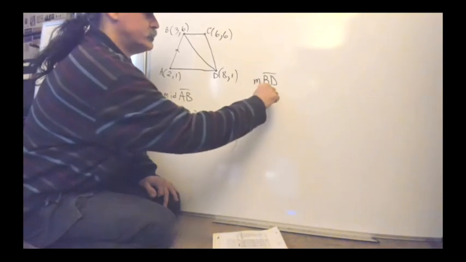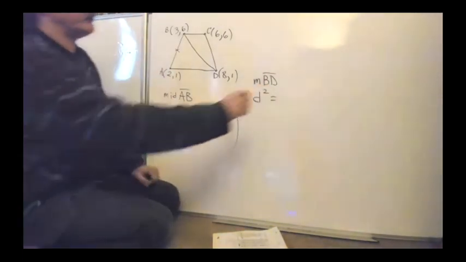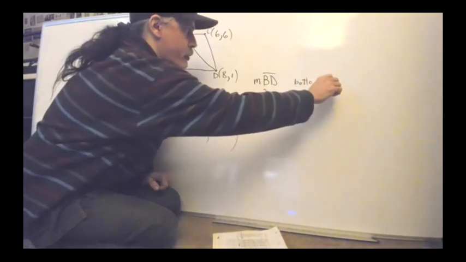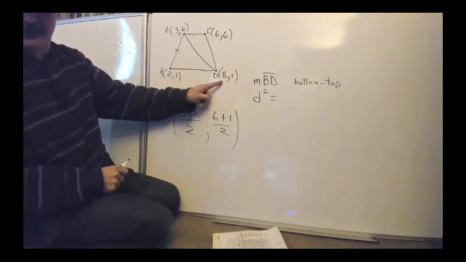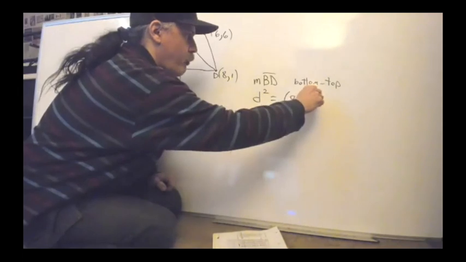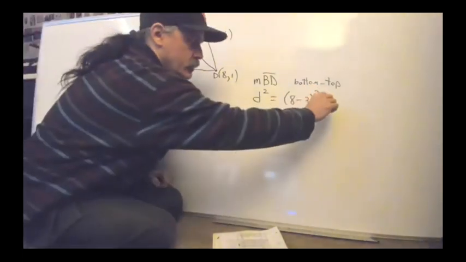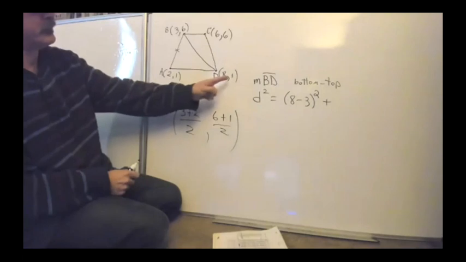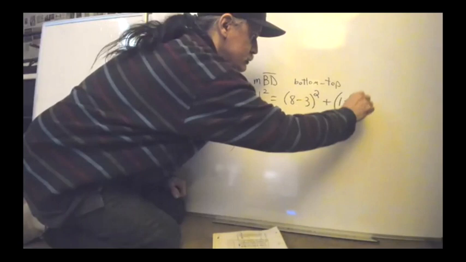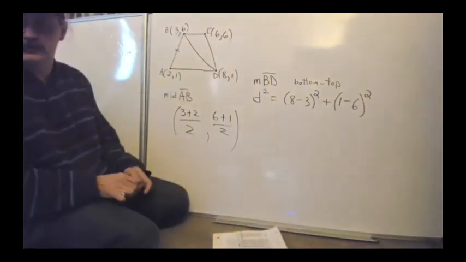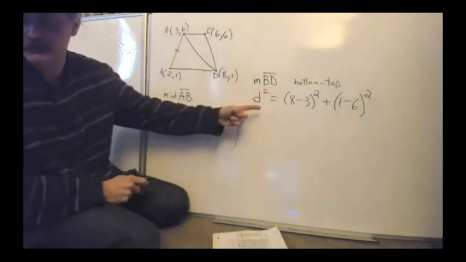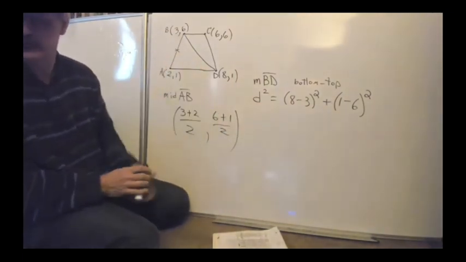So we would use the distance formula, and I'm going to go bottom minus top. All right, so the bottom x is 8, the top x is 3. Plus, now we'll do the y's. Okay. The bottom y is 1, the top y is 6. Okay, and then notice it looks like the Pythagorean theorem because that's what it is. It's just more convenient to use this formula when we're given coordinates.